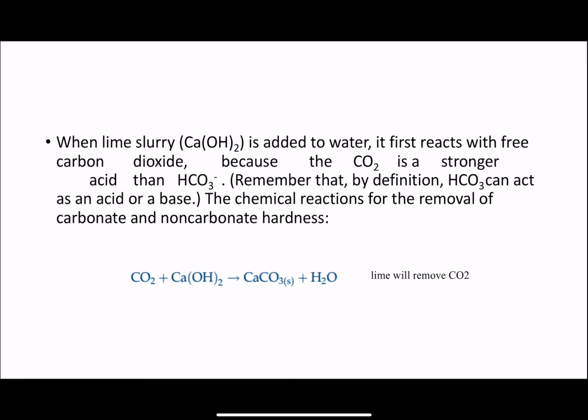When the slurry Ca(OH)2 is added to the water, it first reacts with what? Look at this. It first reacts with CO2, because CO2 is a much stronger acid than alkalinity HCO3 minus. The chemical reactions for the removal of carbonate and non-carbonate hardness are shown here. So we have lime react with CO2 to produce precipitation, CaCO3. This will precipitate. And of course, H2O.